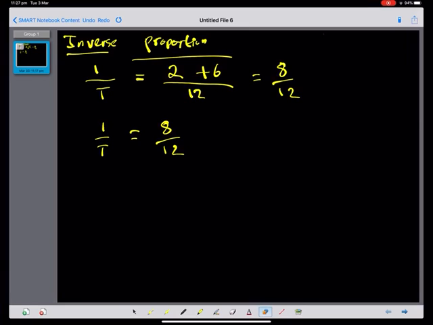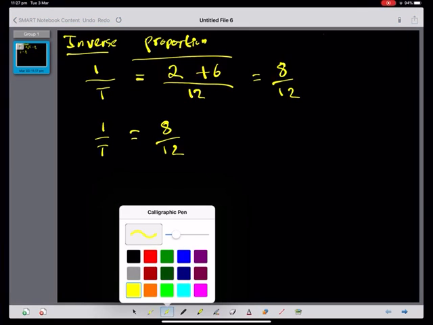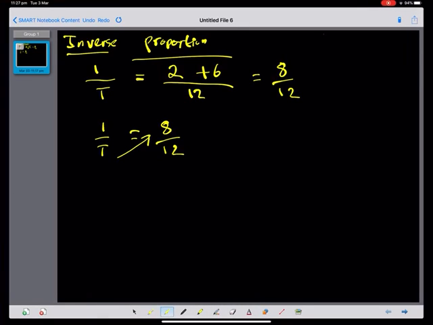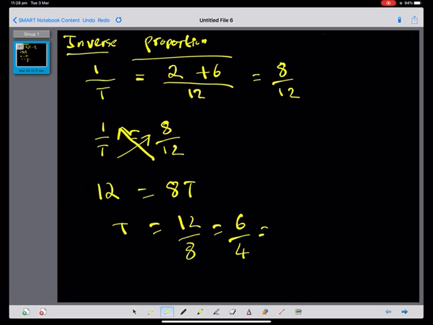Let's cross multiply. So now we've got 12 is equal to 8t. And solve for t. So you get 12 over 8, which is 6 over 4, which is 3 over 2, which is 1.5 hours.